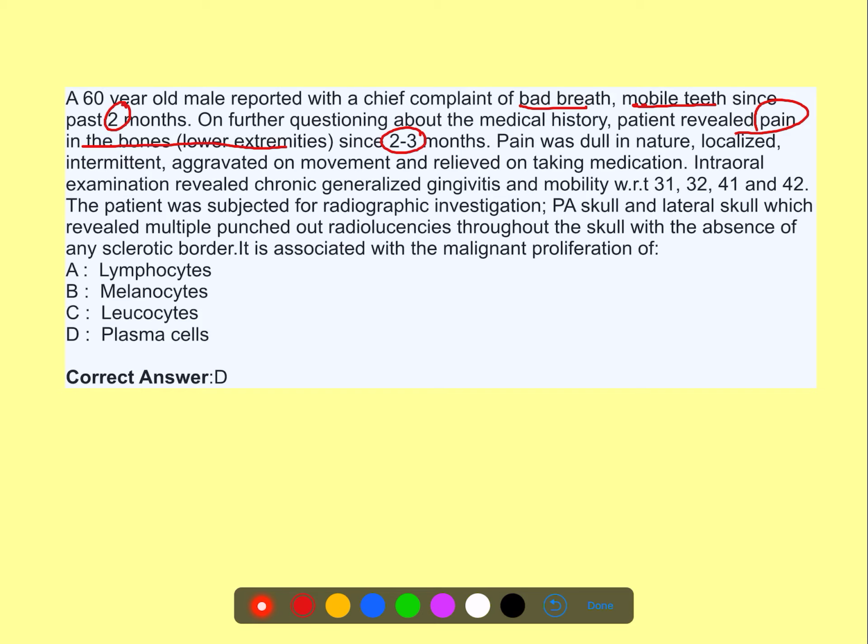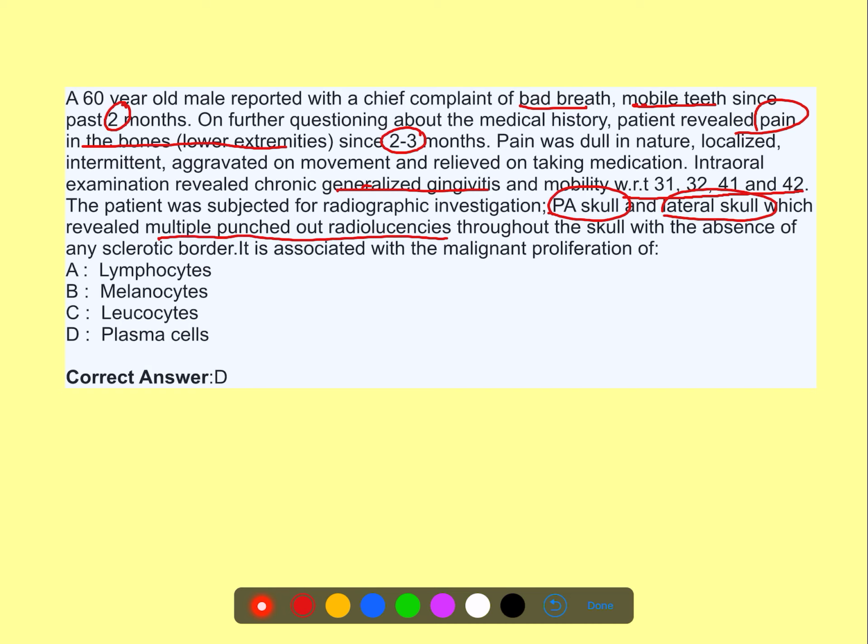Intraoral examination revealed chronic generalized gingivitis, and mobility in relation to 3-1, 3-2, 4-1 and 4-2. The patient was subjected to radiographic investigation, PA skull and lateral skull, which revealed multiple punched out radiolucencies.